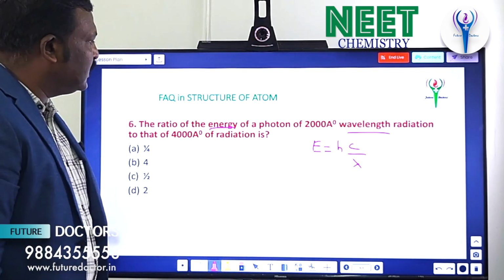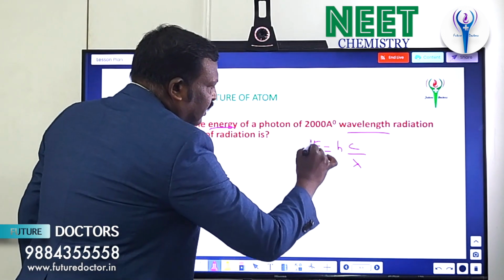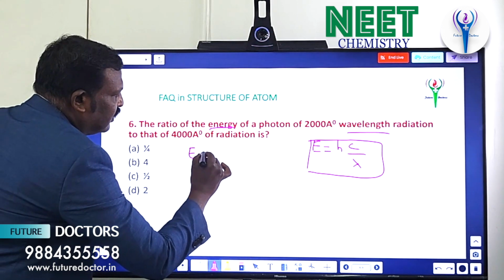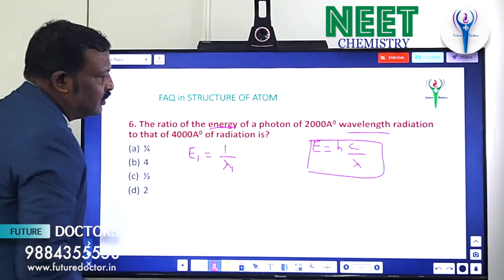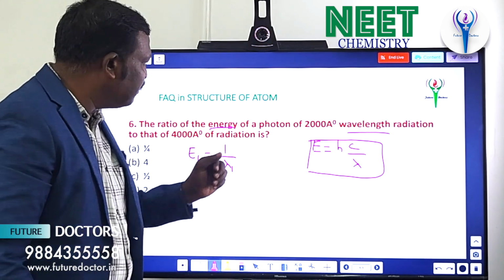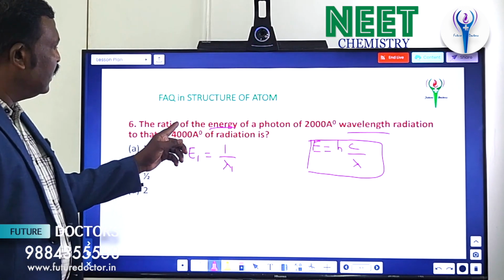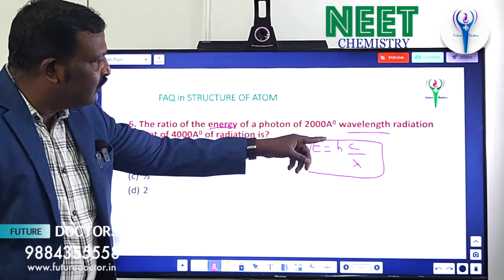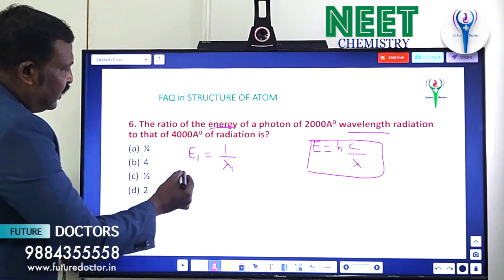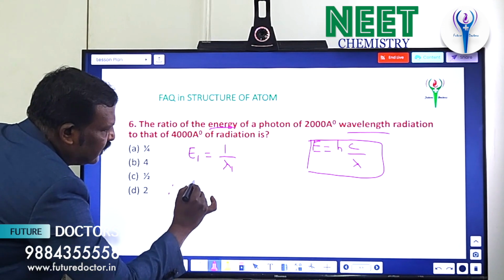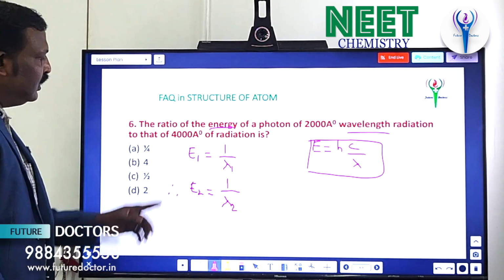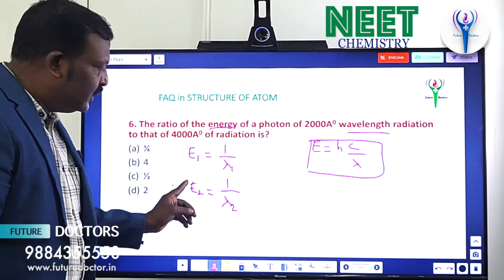Okay. So this only you should remember. Then we can write. See, easy one. Suppose E1. E1 means what? 1 by lambda 1. Understood? Others are constant. You don't worry about that. Okay. We are going to compare only energy and lambda. Okay. Then the ratio of energy of a photon of 2000 angstrom wavelength radiation to that of 4000 angstrom radiation. Okay. Then only we can, therefore what? Therefore we can write, no. E2 is equal to 1 by lambda 2. Are you following? E1 is equal to 1 by lambda 1. At the same time we can write E2 is equal to 1 by lambda 2.